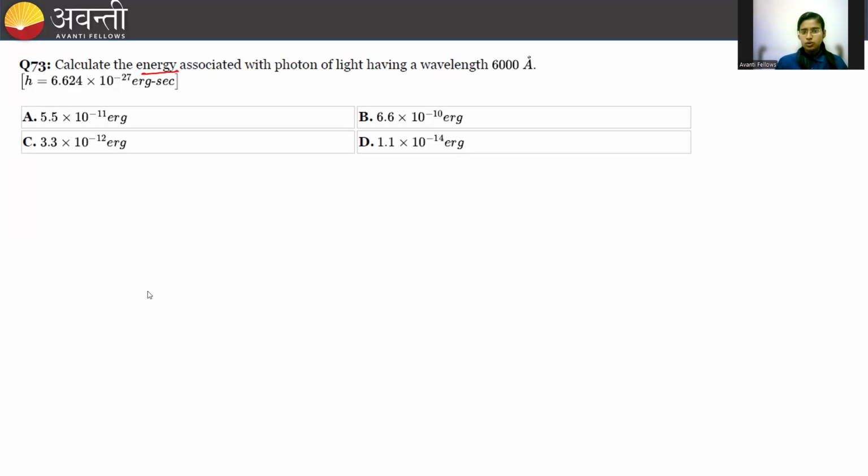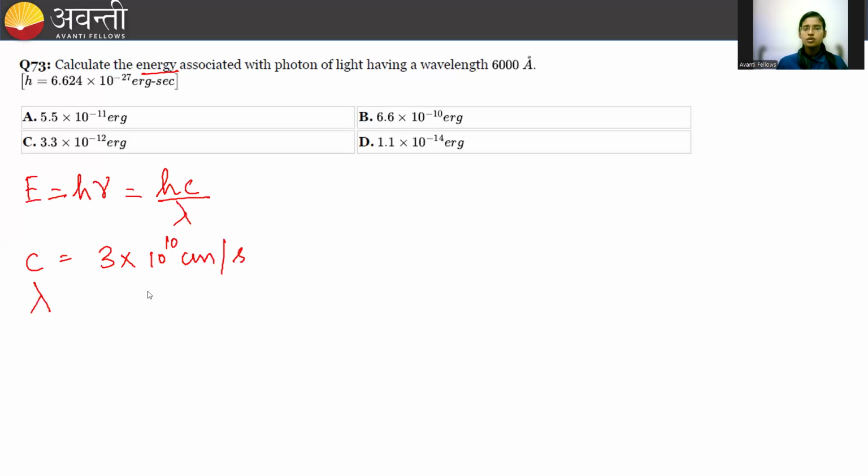Okay. So we know that E is equal to h into nu, or nu is equal to c by lambda. So E is equal to h into c by lambda. The h value is given in the question. And the c value is nothing but the speed of light. Speed of light is 3 into 10 to the power 8 meter per second, but in terms of centimeter, it is 3 into 10 to the power 10 centimeter per second.